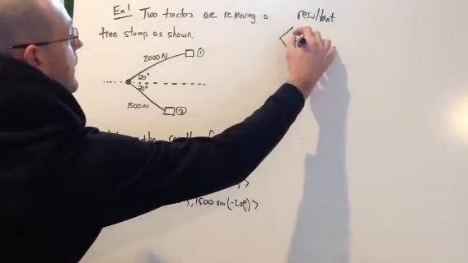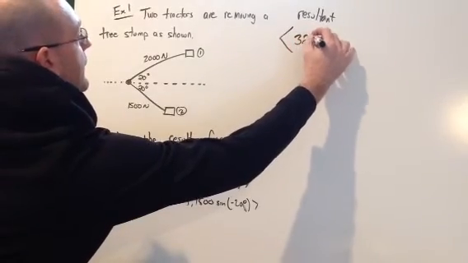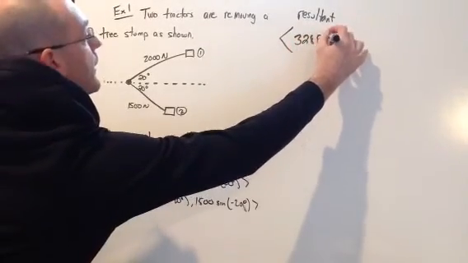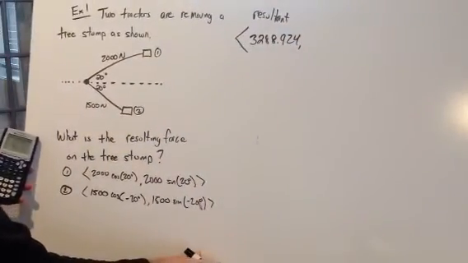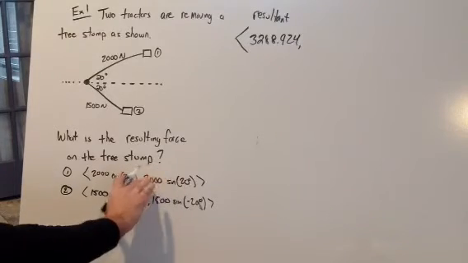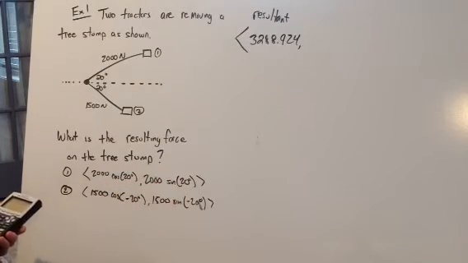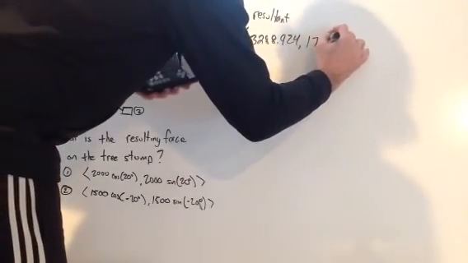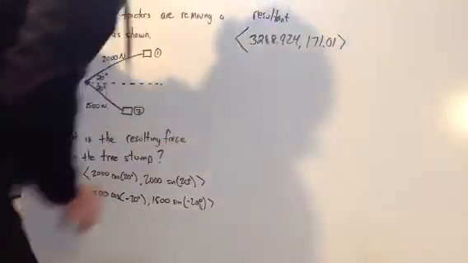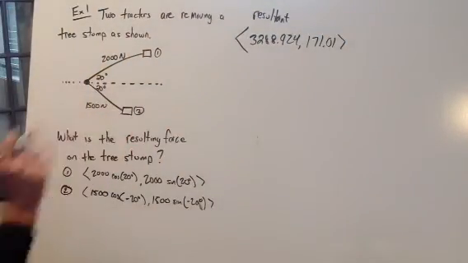And I got 3,288.824. Don't know if you can see that in the video. And then for the vertical component, same thing. I'll take 2000 sine 20 plus 1500 sine negative 20. And that is 171.01. Okay, so that's my resultant vector in component form.